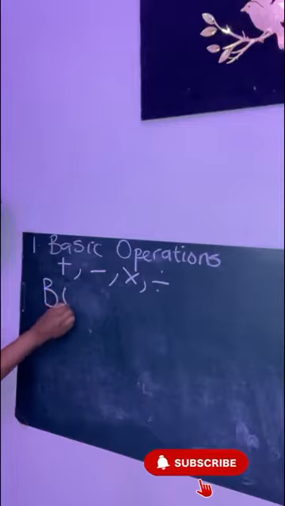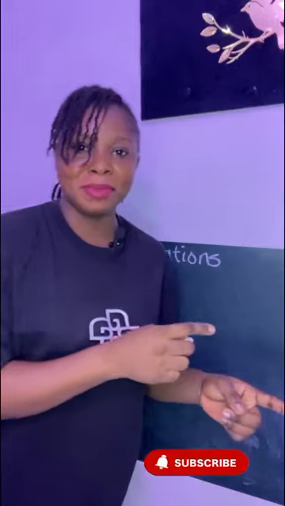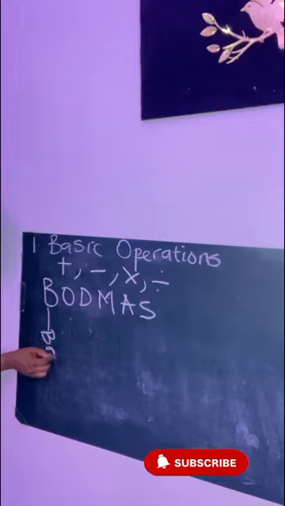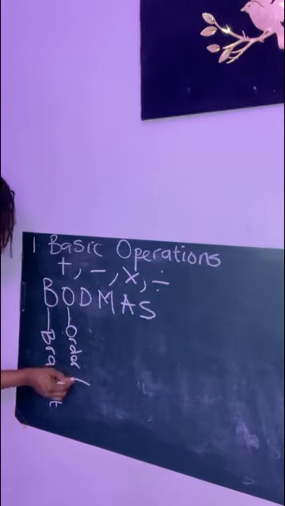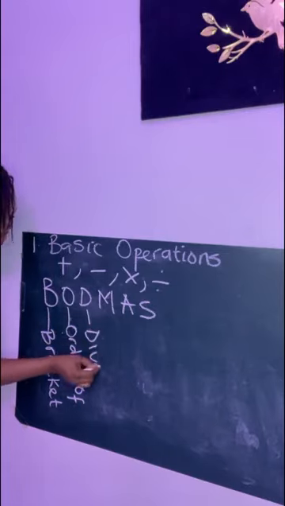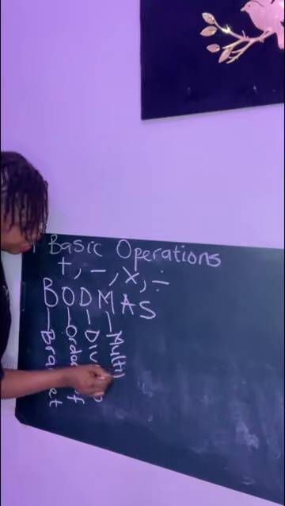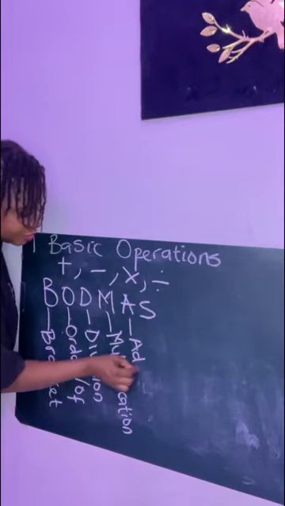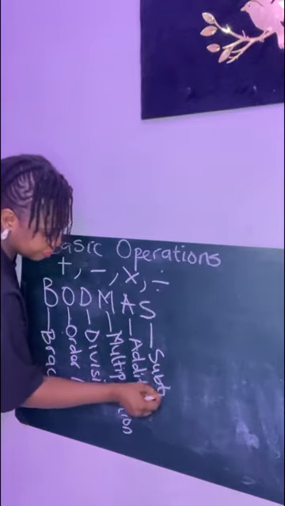So there's something like BODMAS. I hope you can remember BODMAS. What is B? B stands for your brackets. O stands for your order, some say of. D stands for your division. M, multiplication. A for your addition. And S for subtraction.